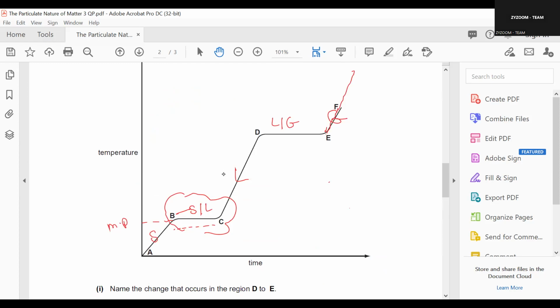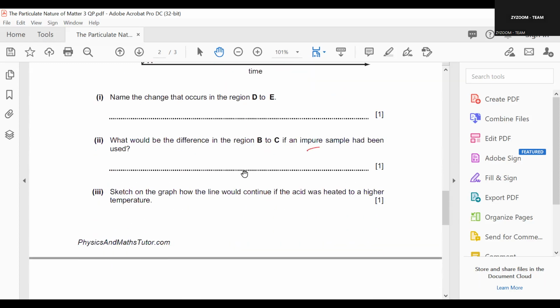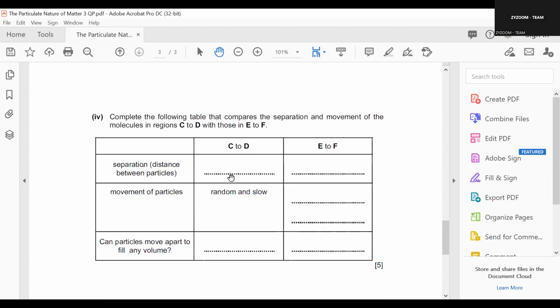C and D, I understand that the particles are liquid particles, or the state is the liquid state. So what would be the distance between the particles? The question is clear. Distance between the particles in the region C to D. So I have to understand that from C to D, it's liquid. Then I can discuss the distance between particles. Do you understand, Alex? Yes.